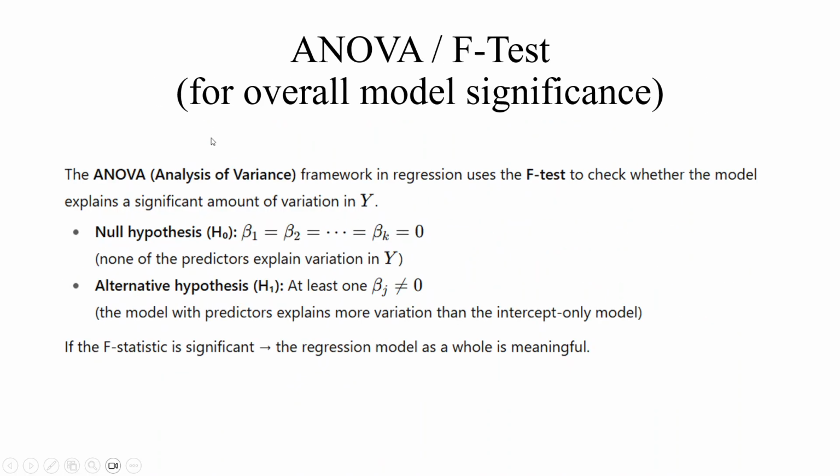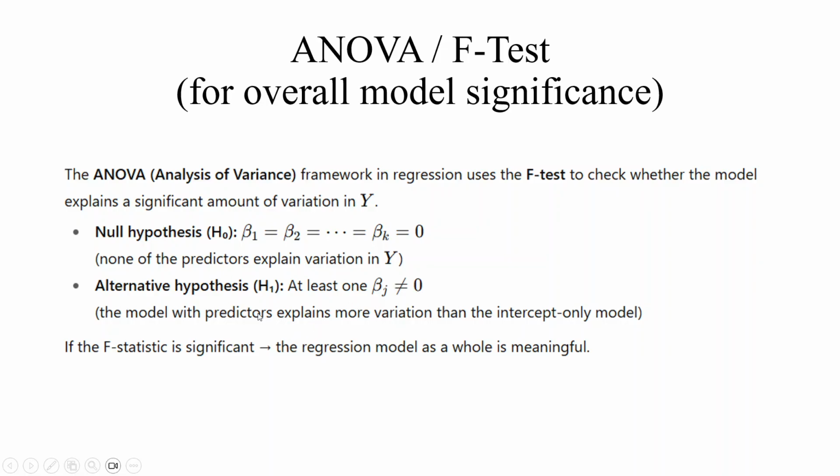Okay, so what will be our null? Null is beta 1 equal to beta 2 till beta k equal to 0, so none of the predictors explain variation in y. Alternative: at least one bj is not equal to 0, so the model with predictors explains more variation than the intercept-only model. Now what does it mean? The model with predictors means that the predictors are significant.